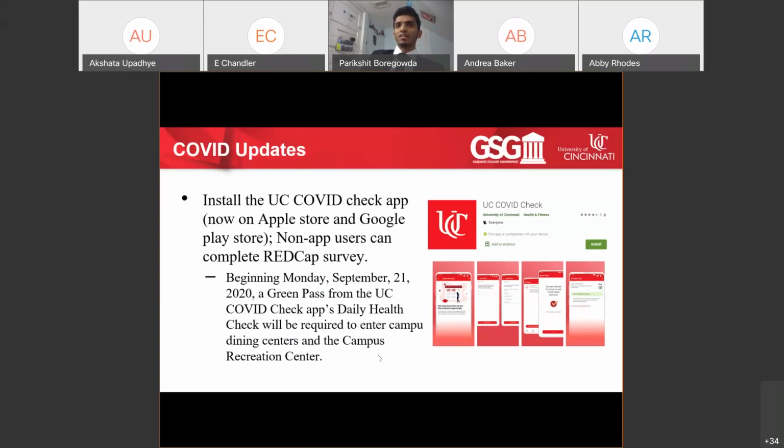For now, you fill out I think around 10 to 15 questions, and you get a green pass if you are healthy enough to be on campus. For now, it's required to have this green pass to enter the campus rec center and dining centers. From my conversations, I think they would likely push this forward to other departments and units as well, but that's still in very early conversation. We'll keep you updated as and when we know more.